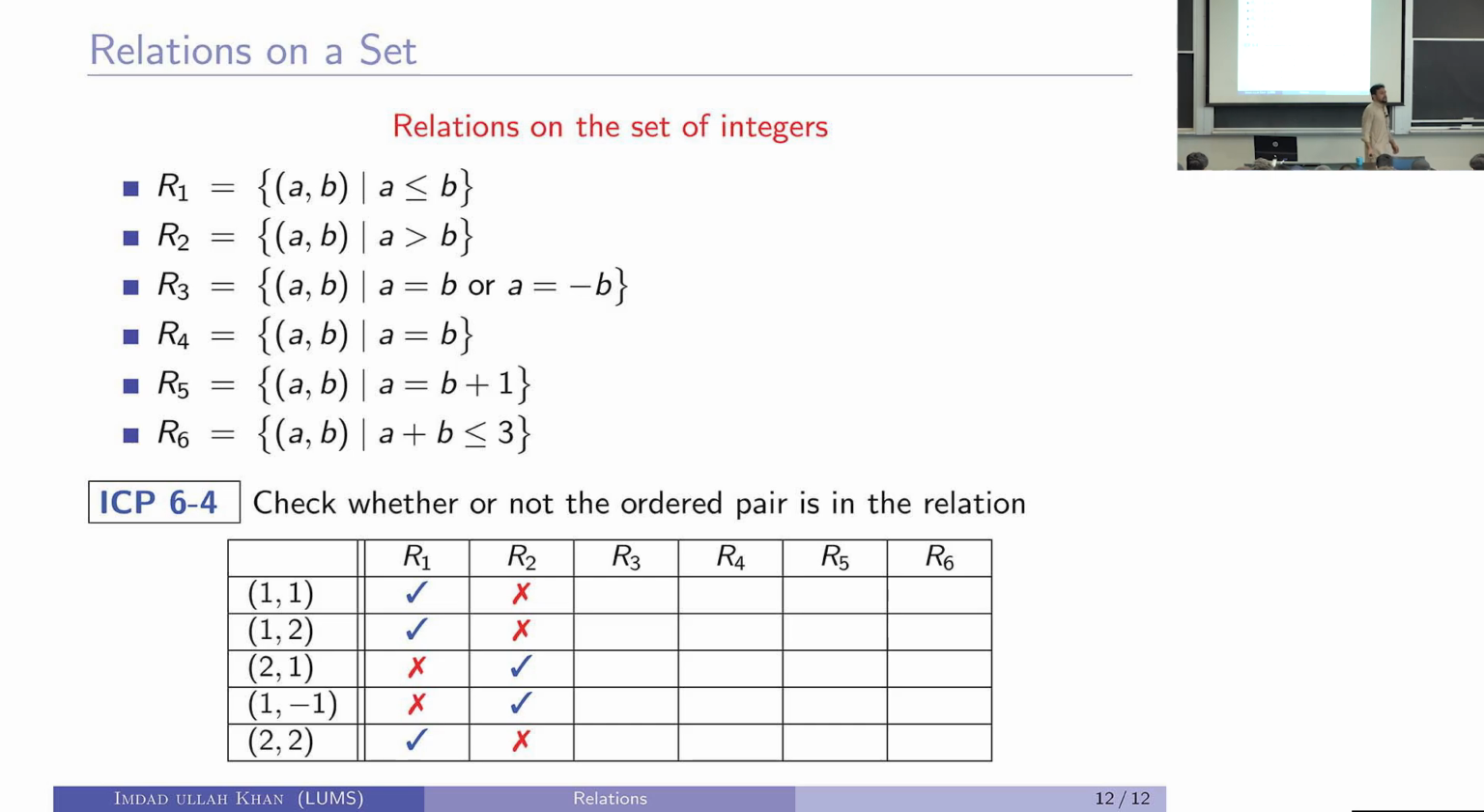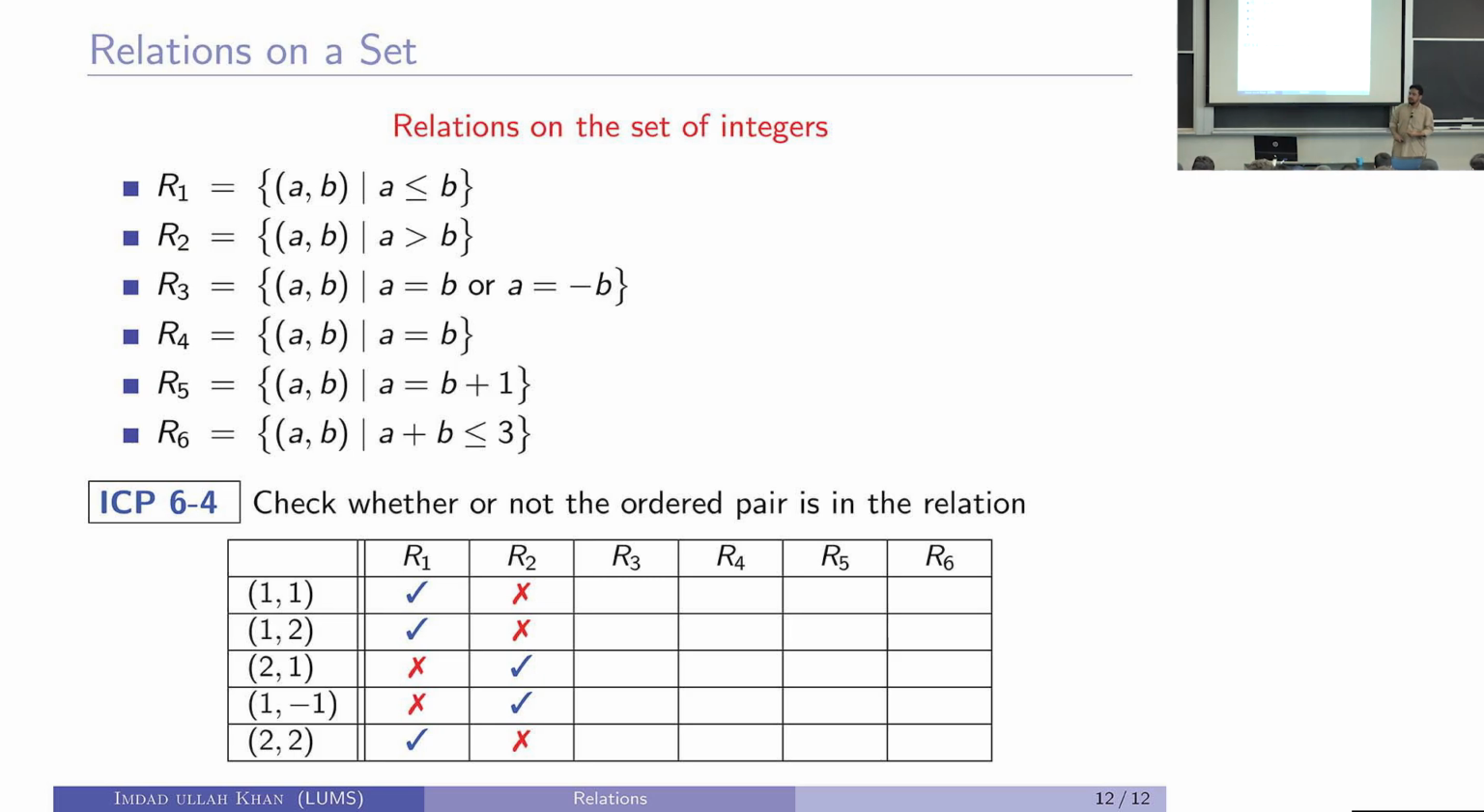And (2, 2)? Yes, right. So this is the absolute value relation. R4 is the equality relation. It just relates two things that are equal, right? This is going to be important for the session tomorrow, called the equivalence relation. This is the equality relation. If things are equal, then they are related.